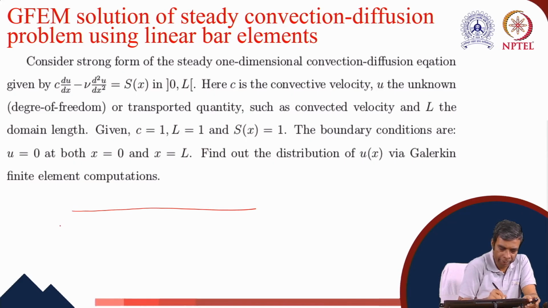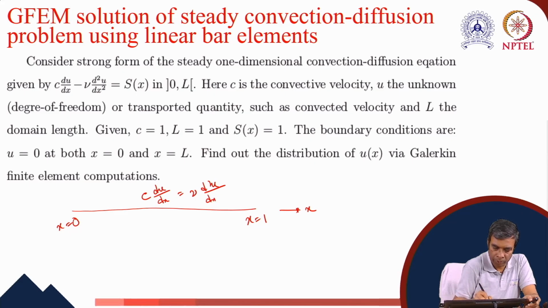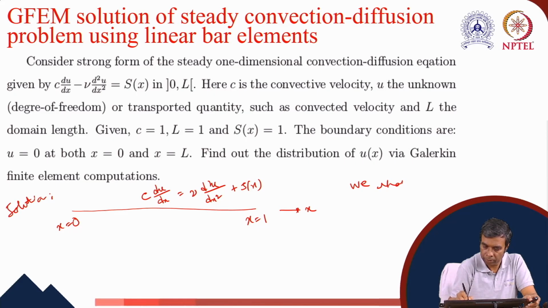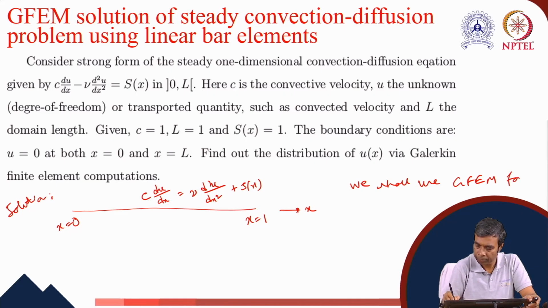So we have the domain, this is x equals to 0 and this is x equals to 1. This is the x direction. Our governing equation is C du dx equals to nu d2u dx2 plus S(x). So we shall use GFEM for two-noded bar elements.